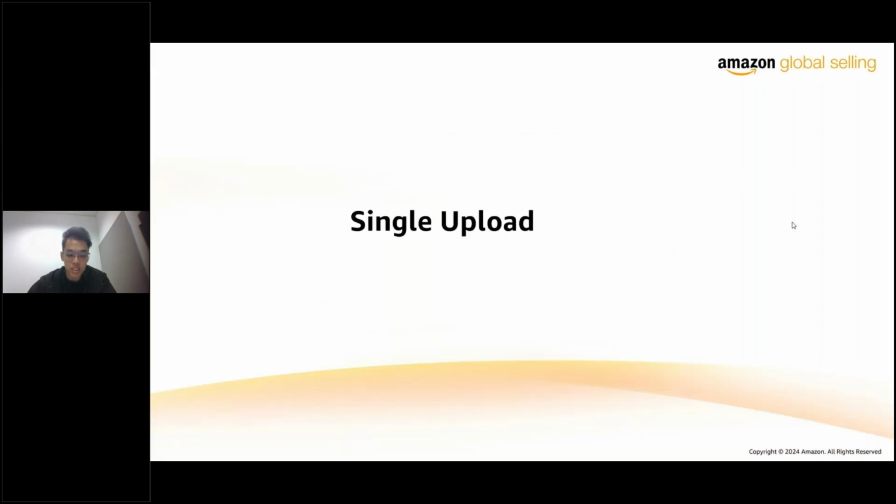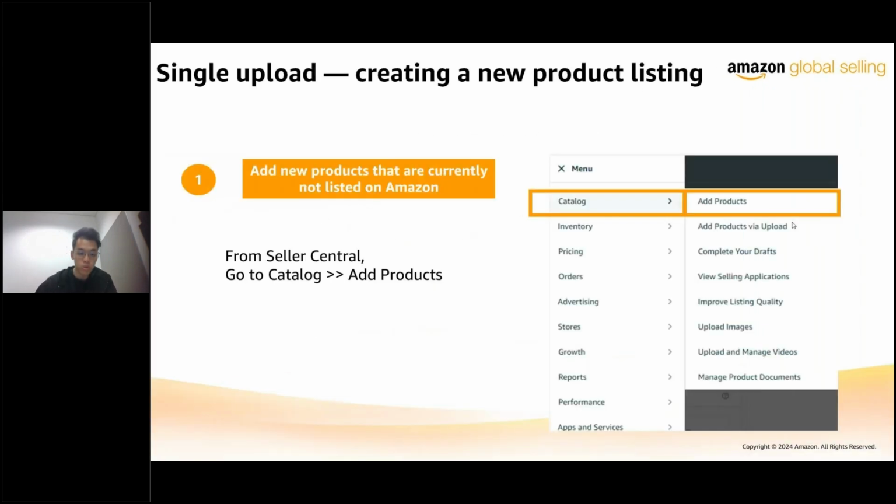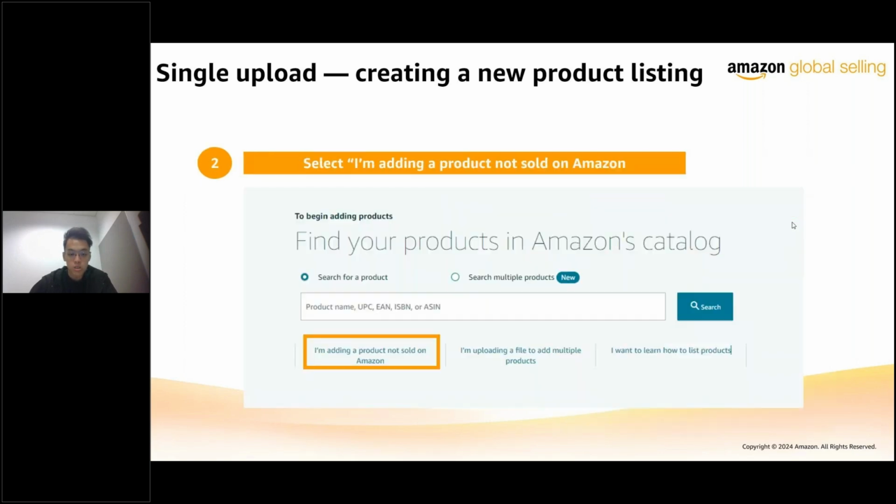Okay, time to create a listing. Single upload is very straightforward. Once you have your Seller Central, go to the top left, click the drop down under Catalog, Add Product. Some of you might see that this page is slightly different compared to the one that I currently have, because this is the previous version. Currently now, I believe you will have product ID, web page, but in essence, after this page it will be the same.